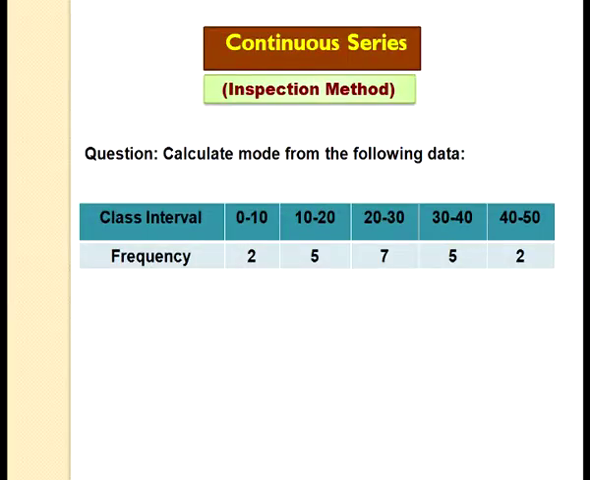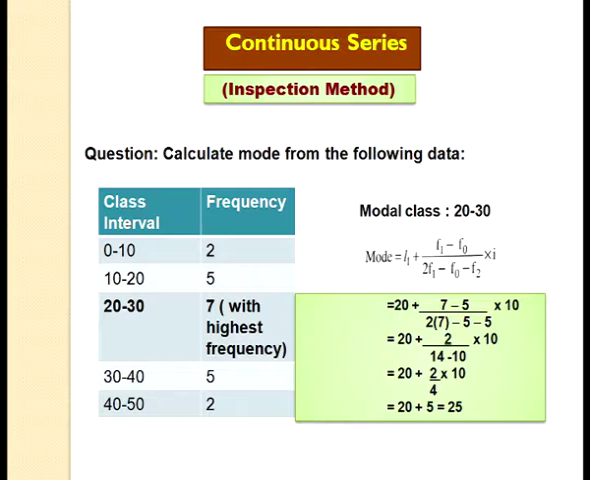Let us take an example over here. First, we have to see that the data is arranged. Already the data is arranged in ascending order. Let us see. After this, what we have done? We have just highlighted the class interval which has got the highest frequency. This gives us the modal class, that is 20 to 30. Over here, 7 is F1, 5 is F0 and then 30 to 45 is F2.